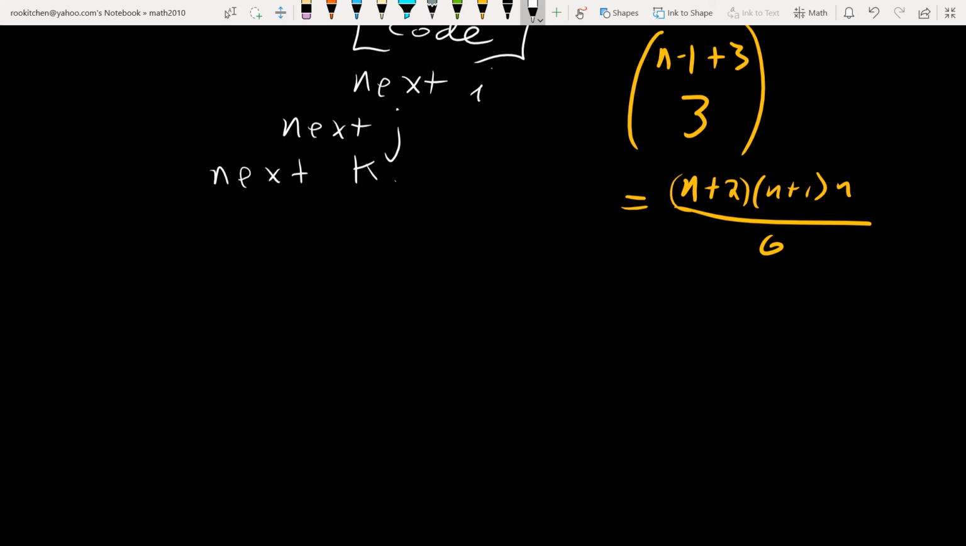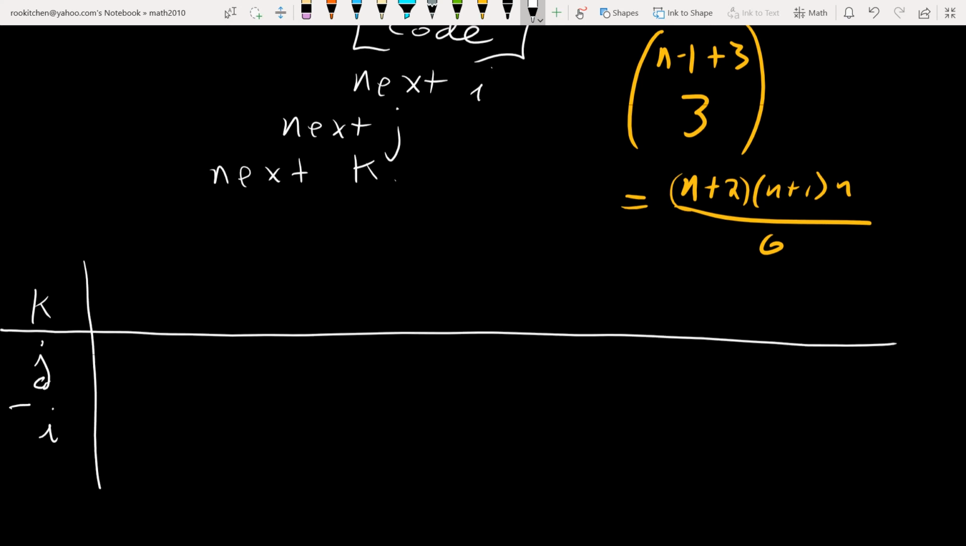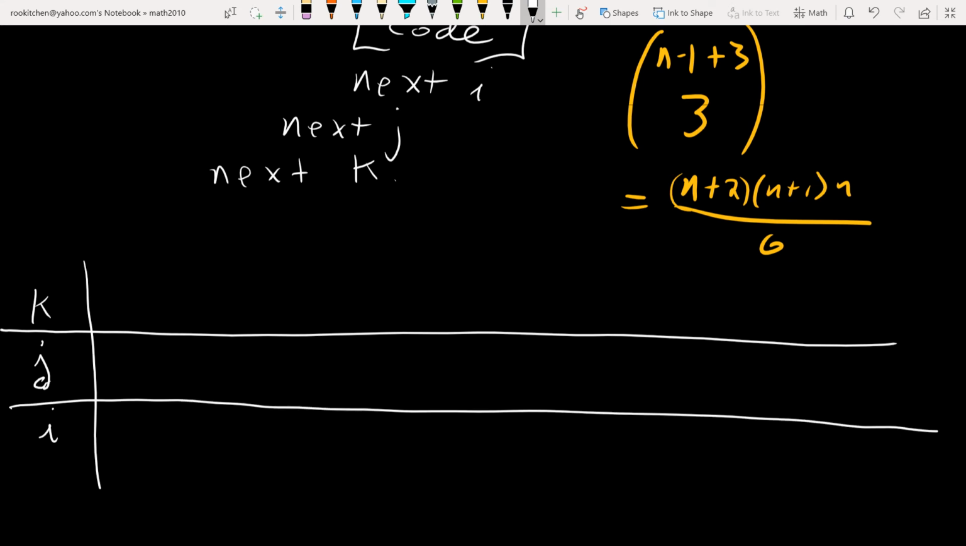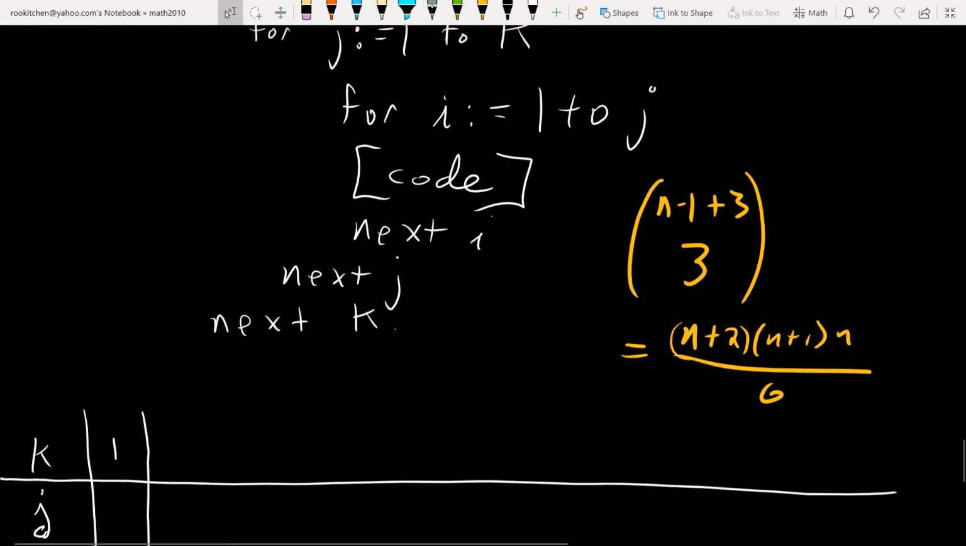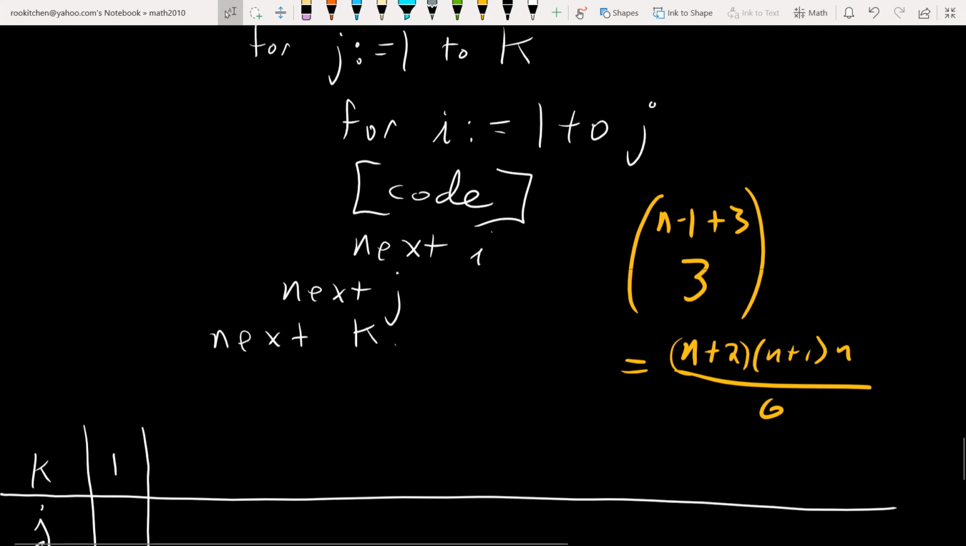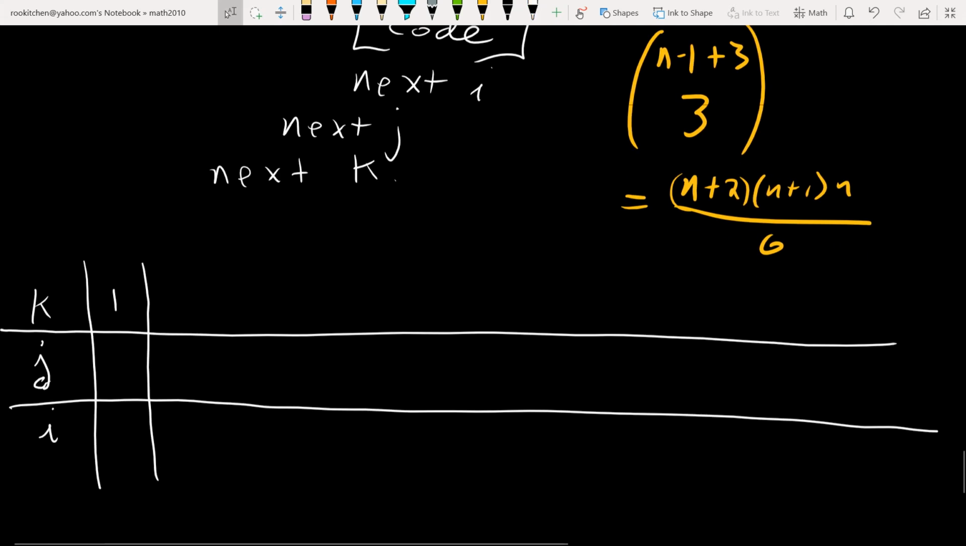I would say just go ahead and do a trace table, right? So you have K, you have your J, and then you have your I. Okay, so in that case, let's take a look at what's happening. So K starts at 1, and then you have J going from 1 to 1, and then I going from 1 to 1. So J is initially set to 1, and then I has to go from 1 to 1. So it goes from 1, and then it's done, right?